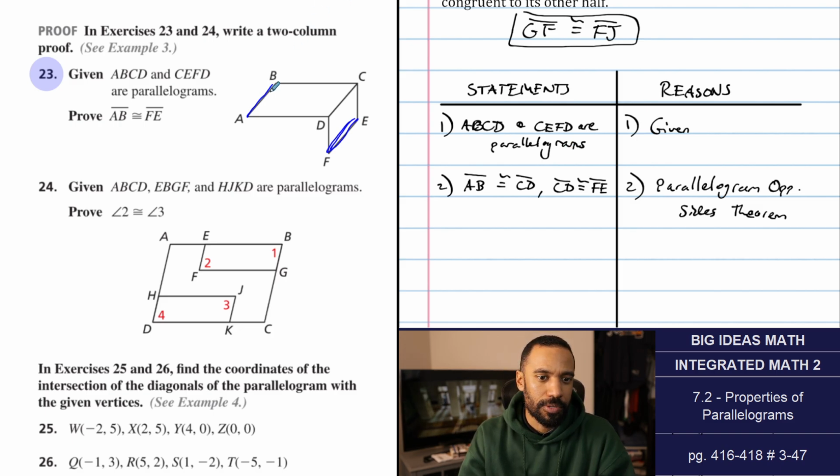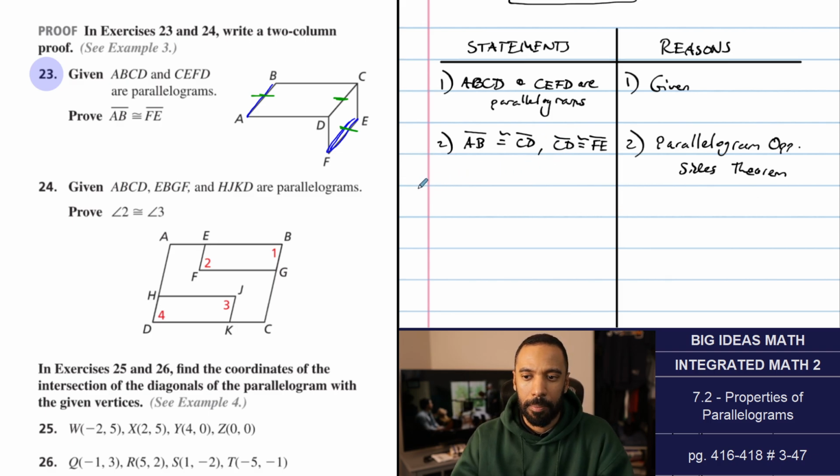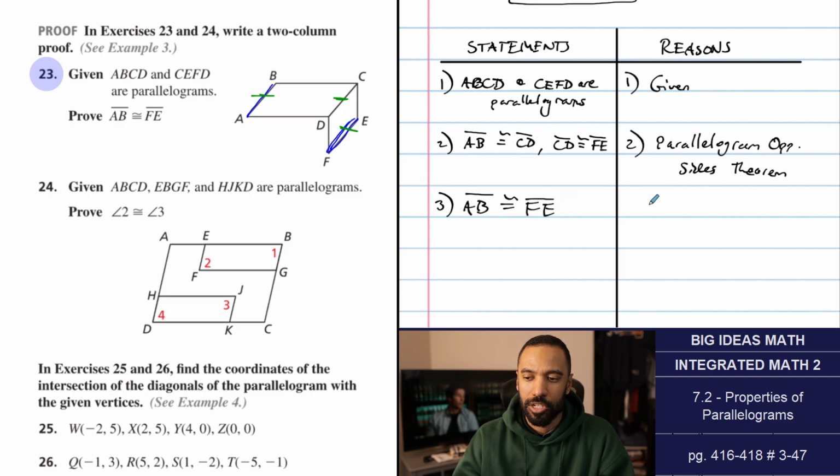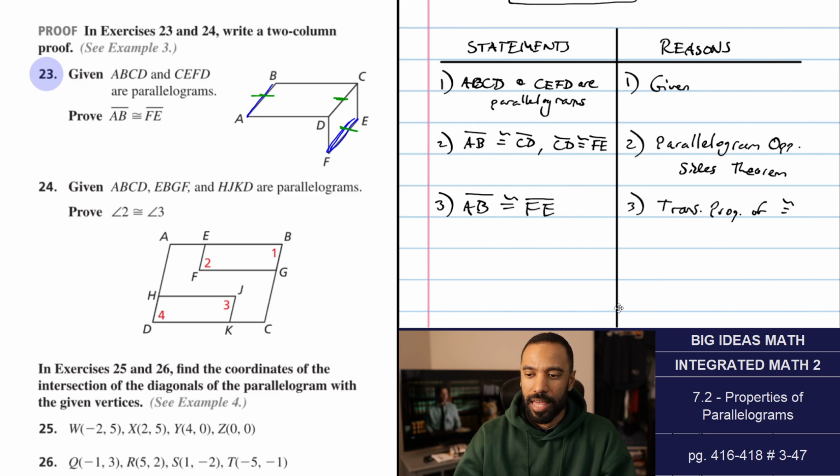So if I marked things, I would say this is congruent to this, but this is also congruent to that. Now, AB is congruent to FE by the transitive property. They both share a congruent measure CD that they're congruent with. Segment AB is congruent to segment FE by the transitive property of congruence. Okay, that is my 3-step proof because I merged the first two.